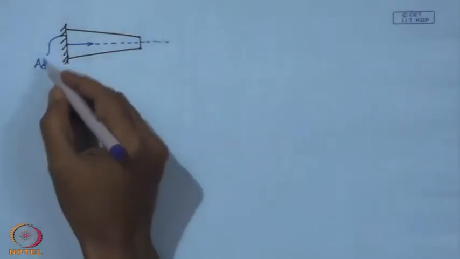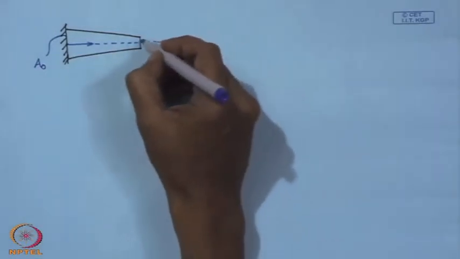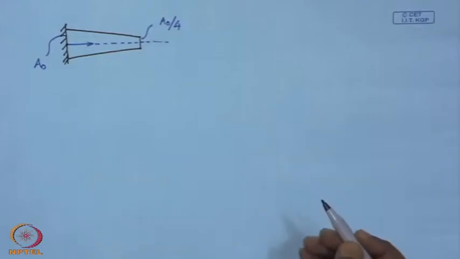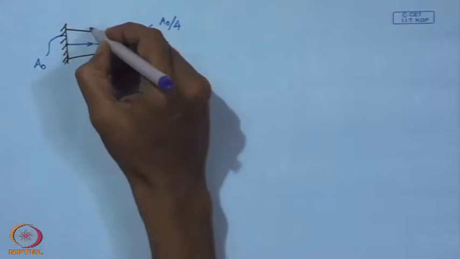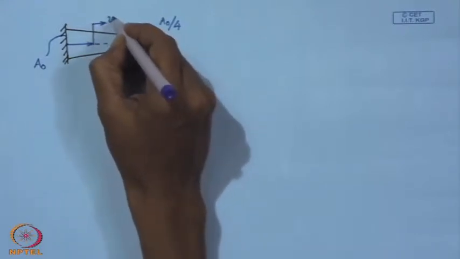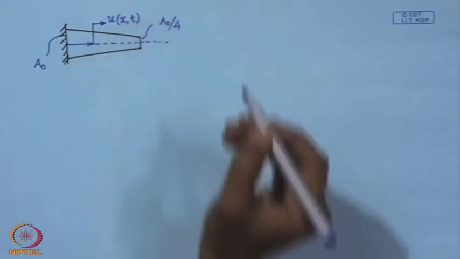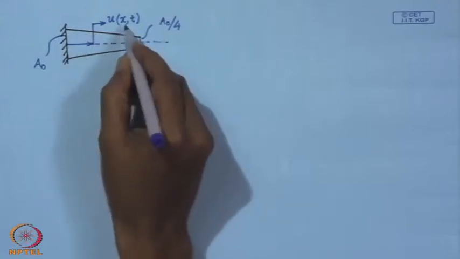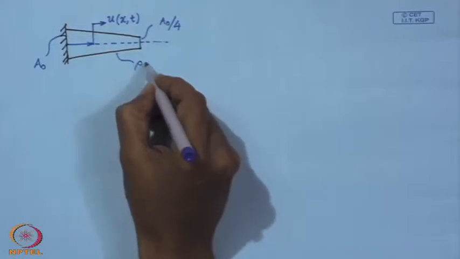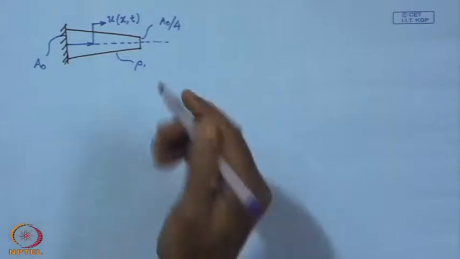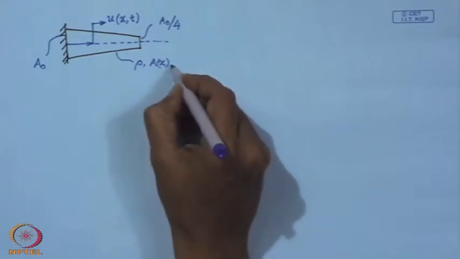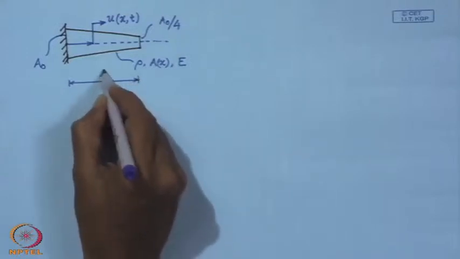Consider that A0 is the area of cross section at the fixed end, and at the free end, it is something like A0 by 4. The field variable is represented by u(x, t), which represents the axial displacement at any point x at any time t. We assume that rho is the density of the material of the bar, and of course, A as a function of x is the area of cross section, and Young's modulus is E. And the length of the bar is L.